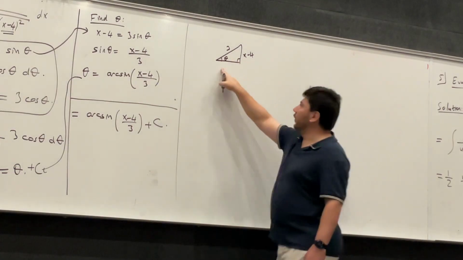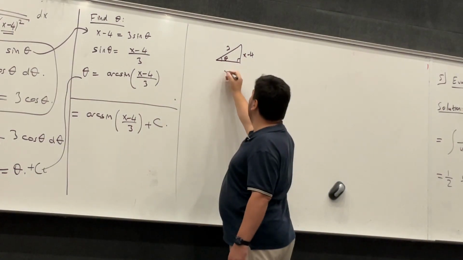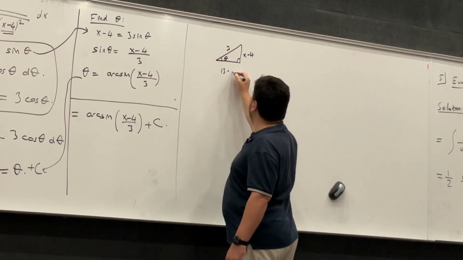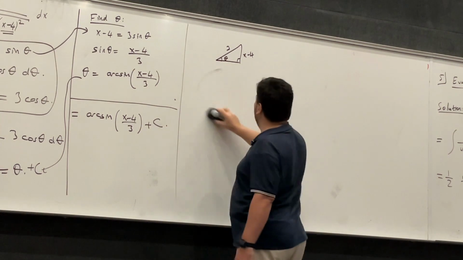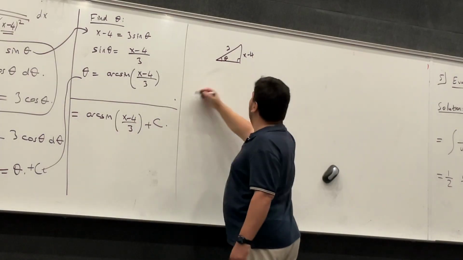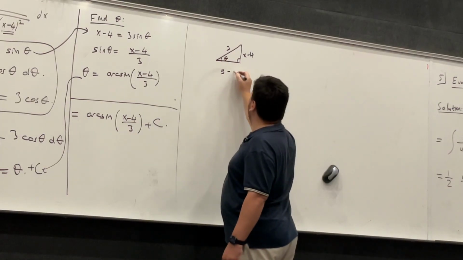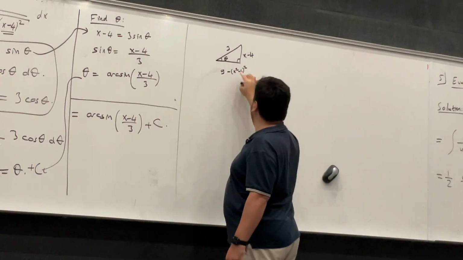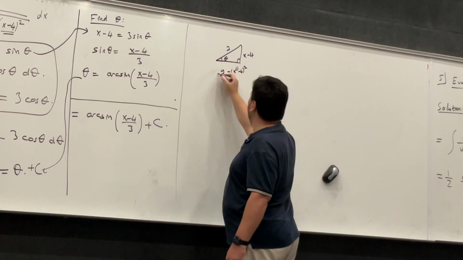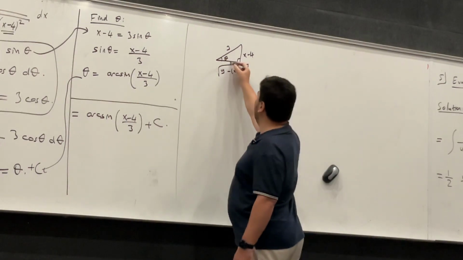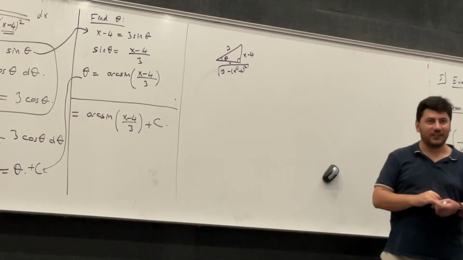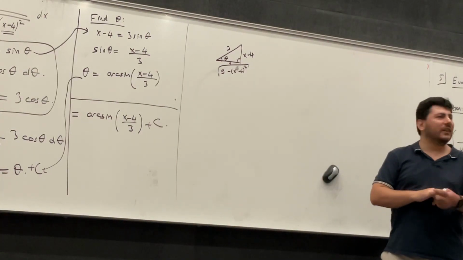And if you want to calculate this part, this is 9 minus x minus 4 squared, square root, will be this. And thankfully we don't need to do the triangle. Does this make sense?